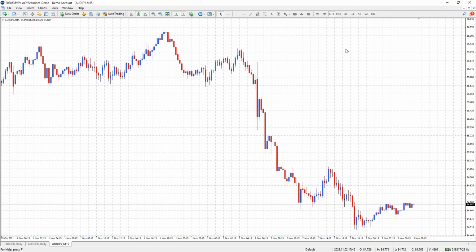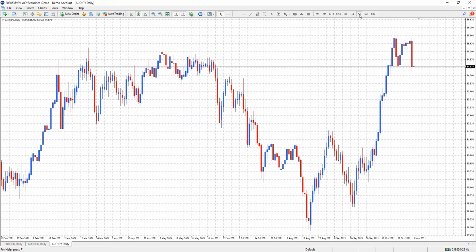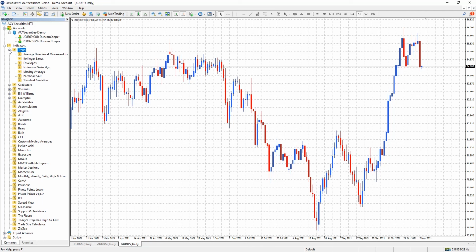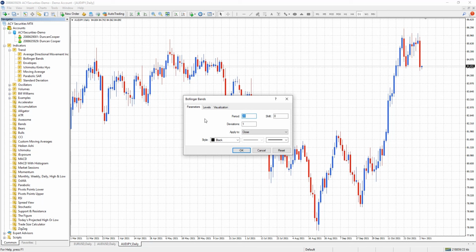Now I need to turn the chart into a day chart. So I come up to time frame button, left click, and then I want to add an indicator to the chart. So coming up to the navigator button, left click, and then coming to the trend section, just left click on the plus button there, and I'm going to add Bollinger Bands to my chart. So just left click, hold, drag, drop on the chart, and then the settings, I'm just going to reset this.